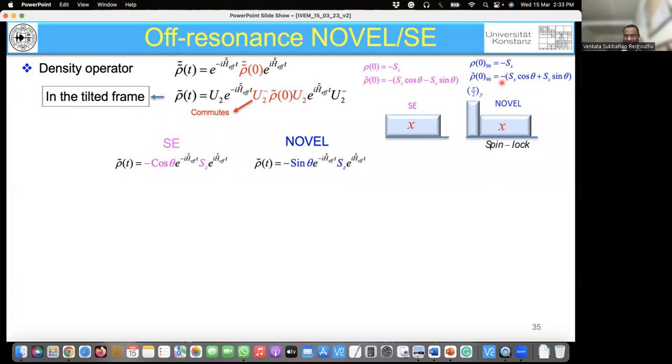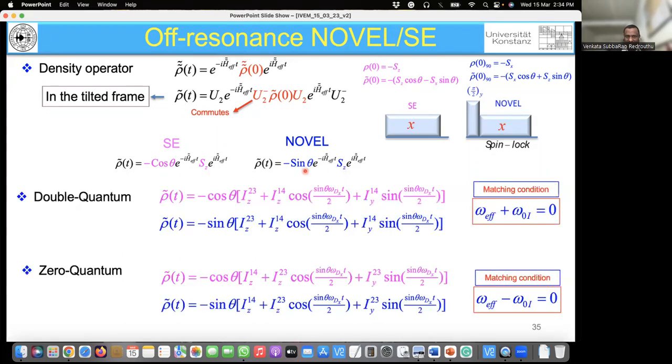As we saw earlier, only the z magnetization creates I magnetization. So for the solid effect case, Sz contains the cos theta factor, which I have written outside, and for the NOVEL case, Sz contains a prefactor of sin theta, which I have written here. So this is what we have for the density operator in the interaction tilted rotating frame.